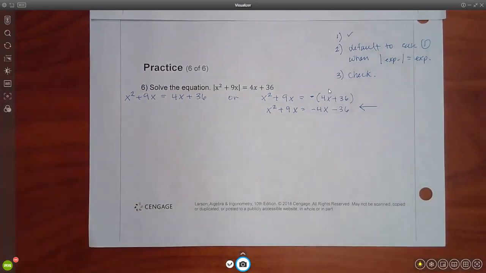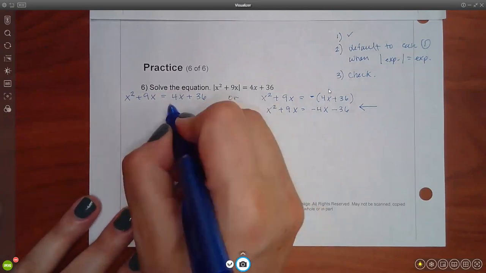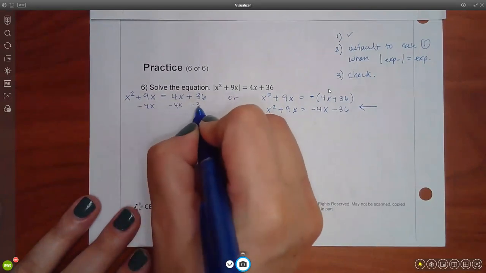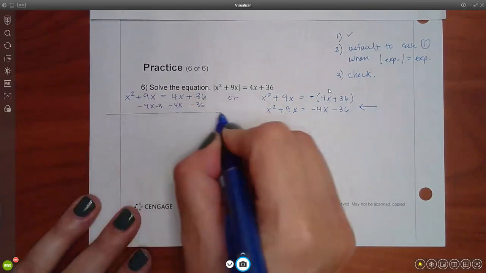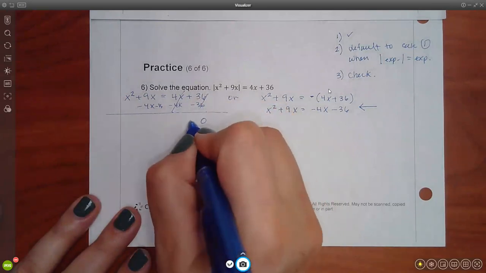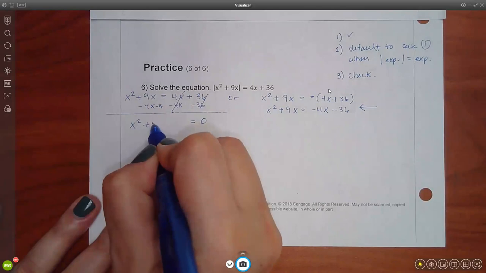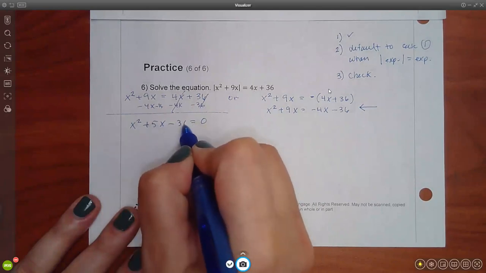So we have two equations to solve. They both have an x squared in them. So I'm gonna have to solve this one by minusing 4x and then minusing 36. So I will get 0 on the right-hand side, and on the left-hand side, I will get positive 5x minus 36.